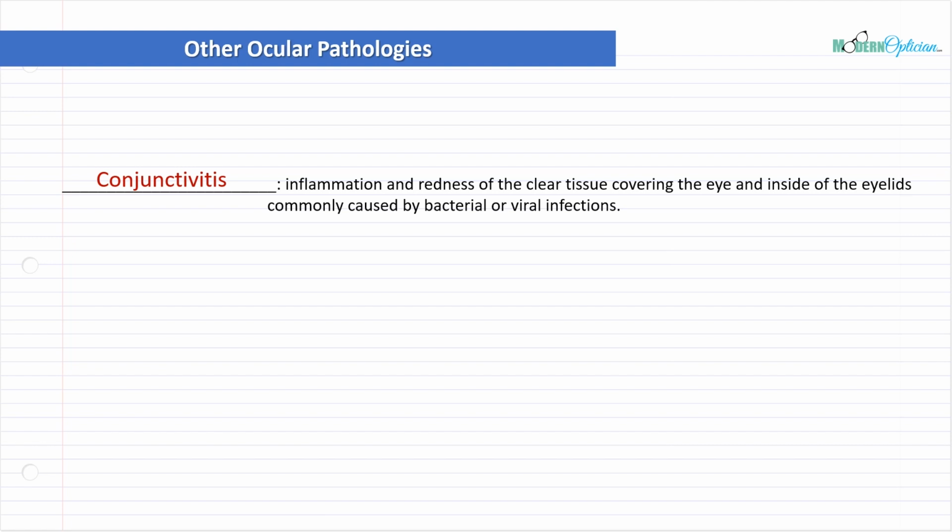That's a common one. And that's inflammation and redness of the clear tissue covering the eye, the conjunctiva, right? And inside of the eyelid, conjunctiva again, commonly caused by bacterial or viral infections. Remember that the conjunctiva is basically the safety net that covers the eye. It is going to sometimes catch some nasty stuff and it's going to get infected. Bacteria, viruses, whatnot. Common, not a huge issue, right? It's doing its job. If the conjunctiva is inflamed, it means it protected the rest of the ocular structures from that same kind of compromise.